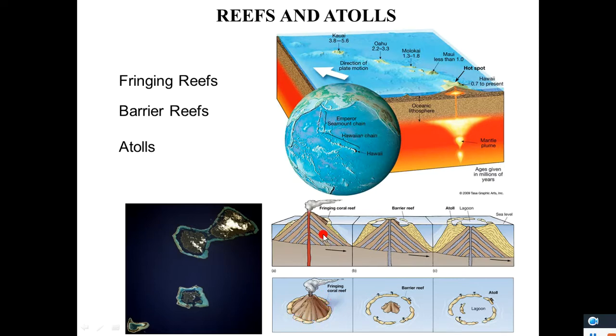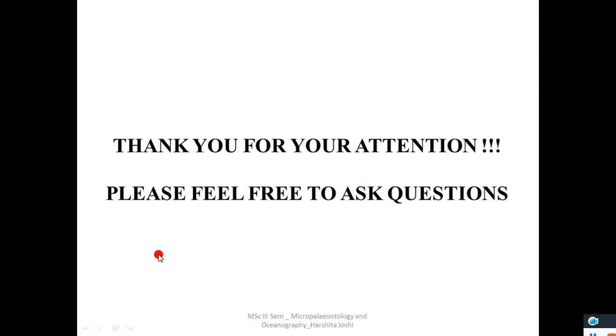And due to various reasons, when these get subsided, we get barrier reefs like this, and then slowly they change into lagoon due to plate tectonics. Okay, so these are various features that we get in the oceans.